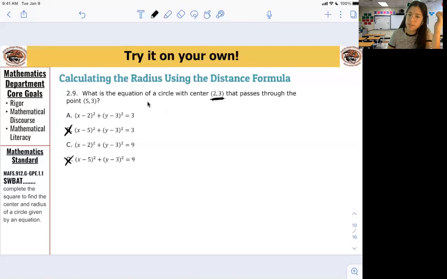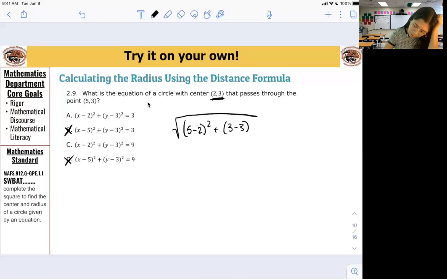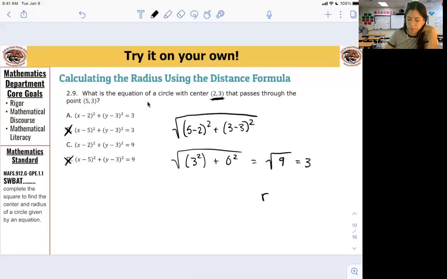Now I need to find the distance between 2, 3 and 5, 3. So my distance formula would be 5 minus 2 squared plus 3 minus 3 squared. Well, that's 3 squared plus 0 squared. So I have the square root of 9. So I have 3. So the radius is 3. And if the radius is 3, when I put it into the formula, what do I have to do?